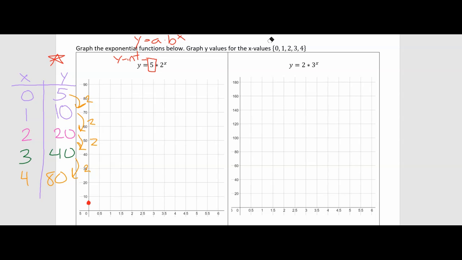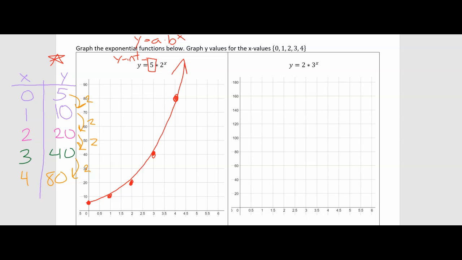Again, you can pause the video at any time to look at the math again. When x is 1, y is 10. When x is 2, y is 20. When x is 3, y is 40. When x is 4, y is 80. So our function looks like this.